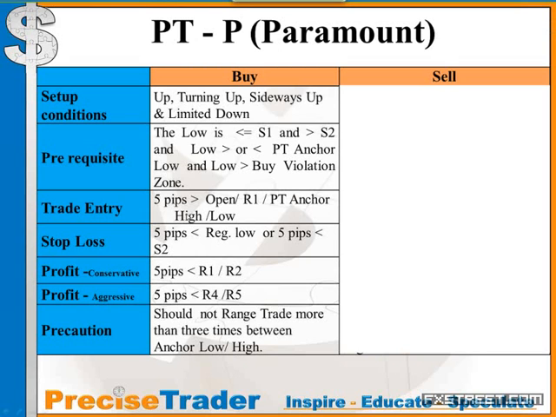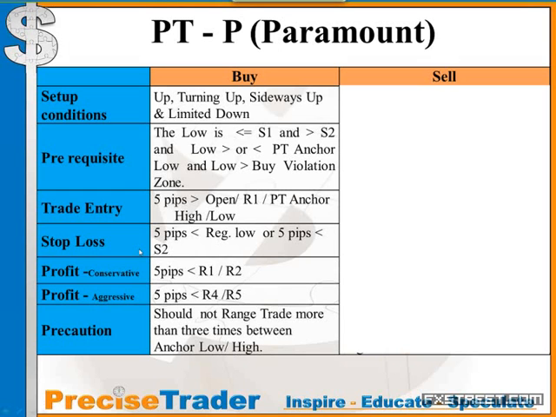And our trade entry is between, I would say, 3 to 5 pips greater than open, greater than R1, greater than anchor high, or greater than anchor low. That means the condition can be any one of these. It can happen in any one of these. I am a buyer, this is where I'm going to go for a buy, alright?